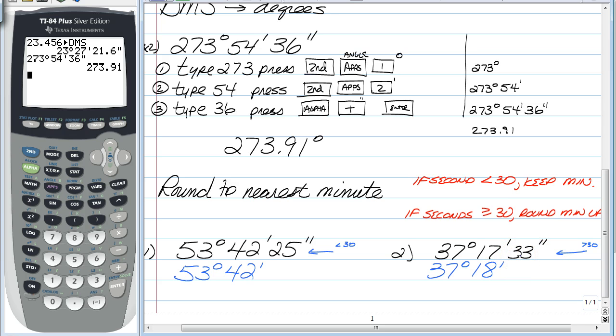All right, and that's it. It's just to help you answer questions when you're following directions. So if the directions tell you to round to DMS, then you just use your calculator. If it says round to the nearest minute, then you still use DMS on your calculator, but you round to the nearest minute like we just showed you. If it says round to the nearest tenth of a degree, then you might need to take your DMS and change it to degrees and then answer the question appropriately.